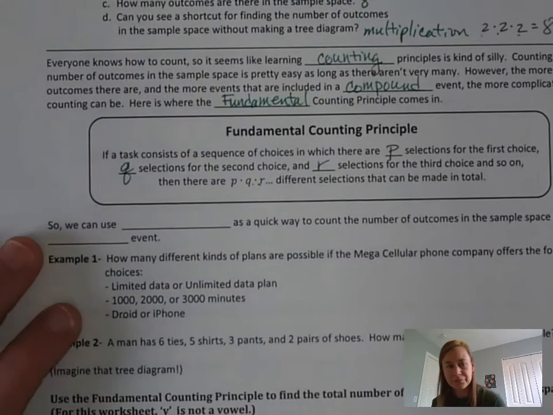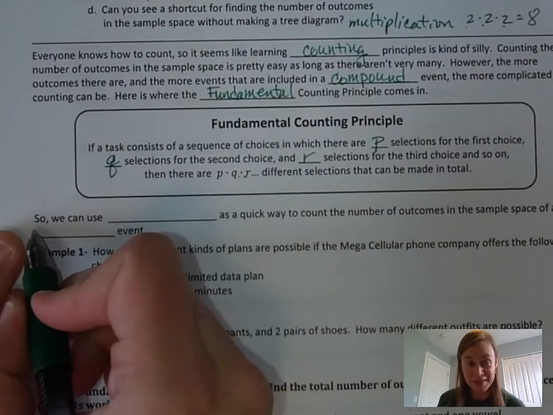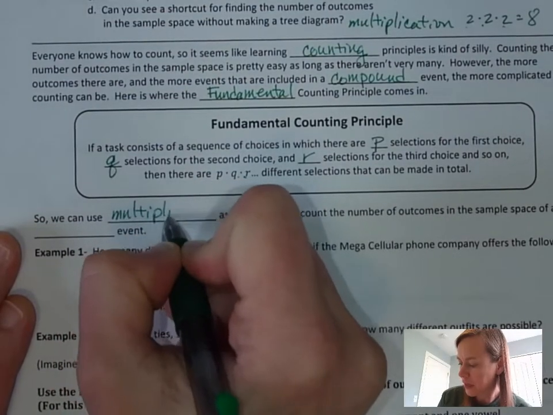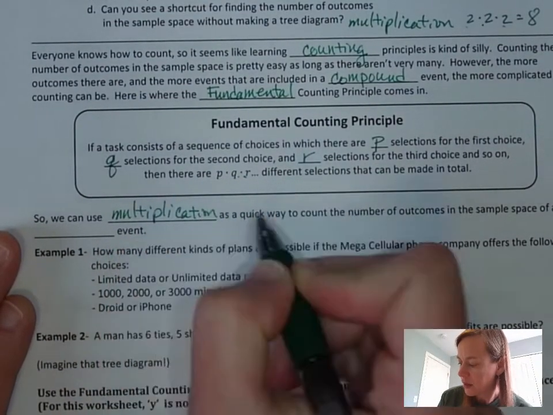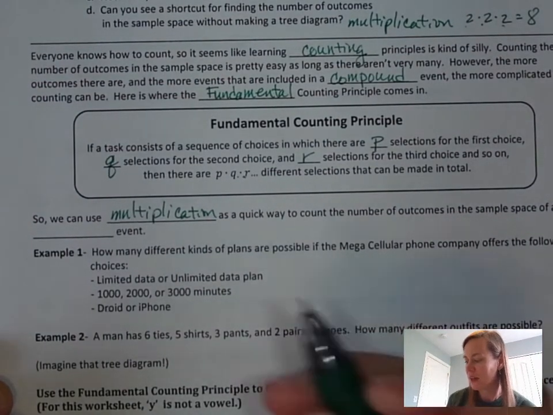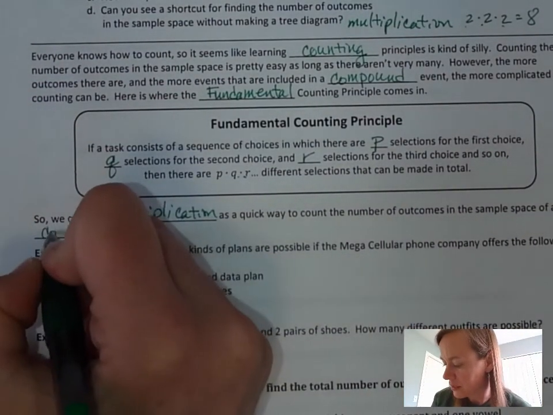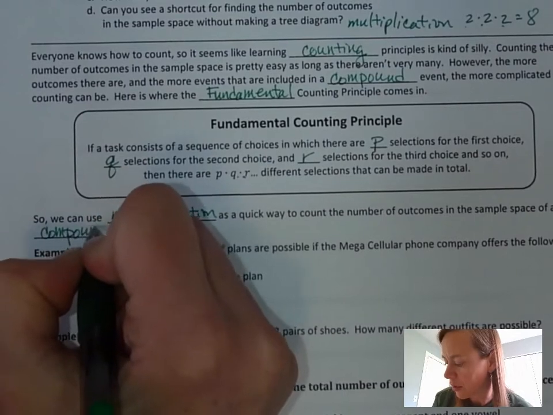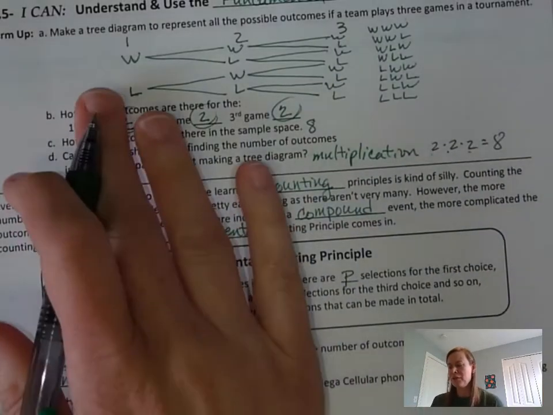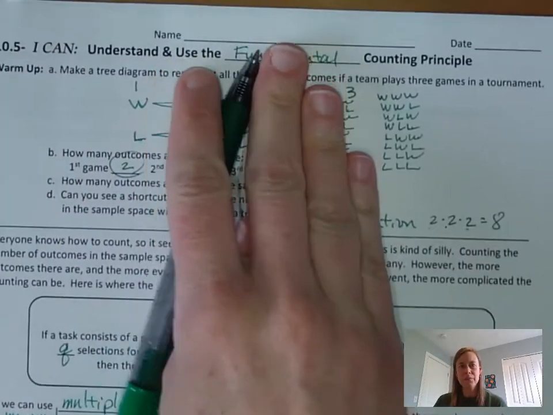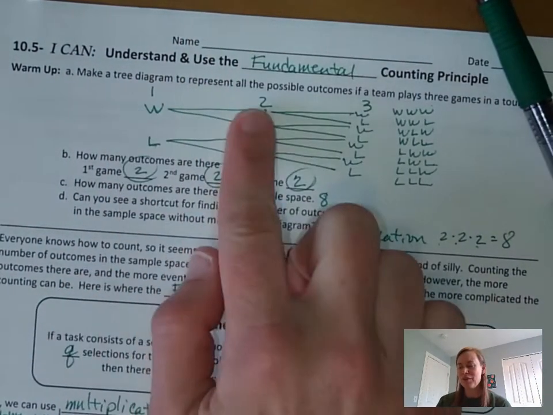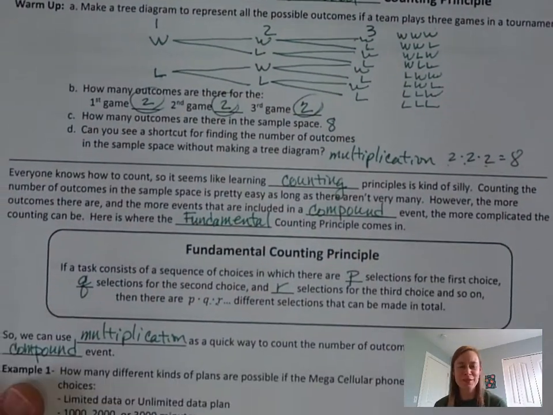Let's keep going. So, in summary here, we can use multiplication as a quick way to count the number of outcomes in the sample space of a compound event. And remember, a compound event is where more than one thing is happening. Here they played 3 games. If it was just one game, that would be a simple event. But when you have 2 or 3 games, that becomes a compound event.